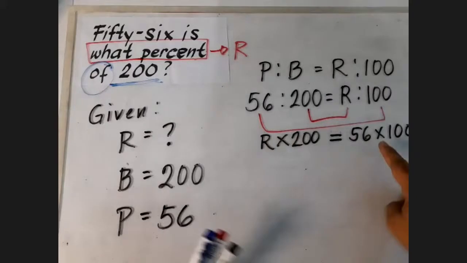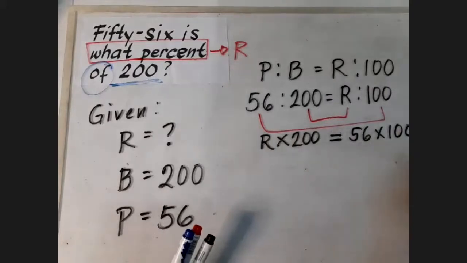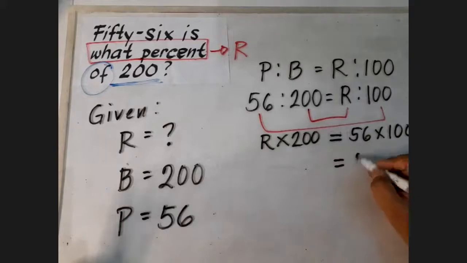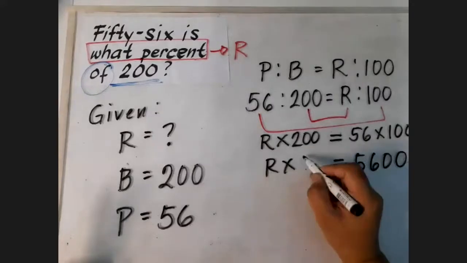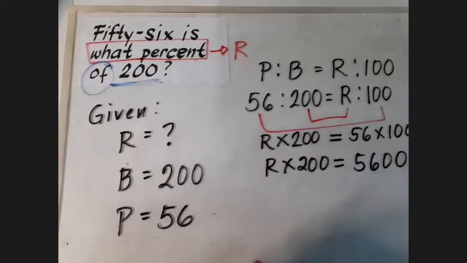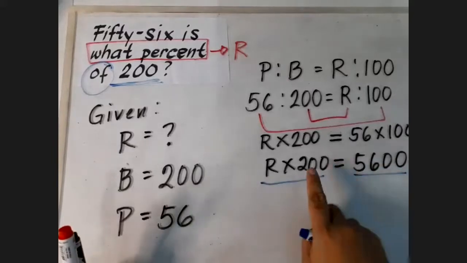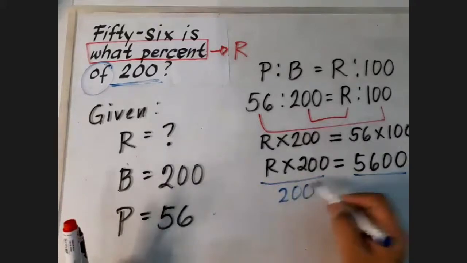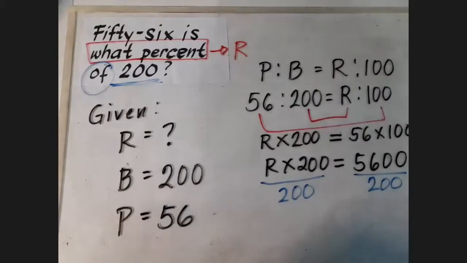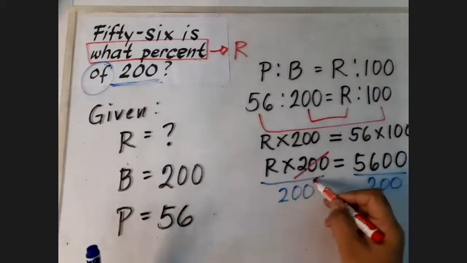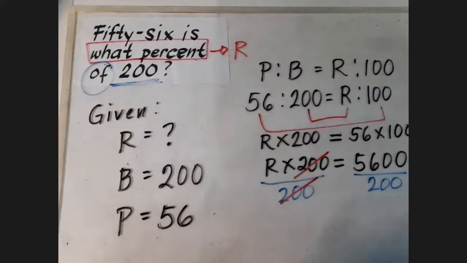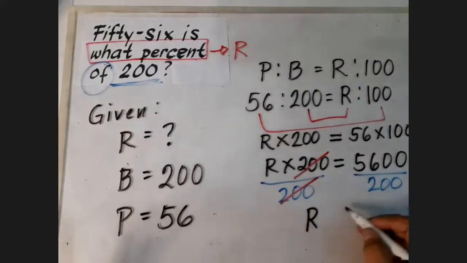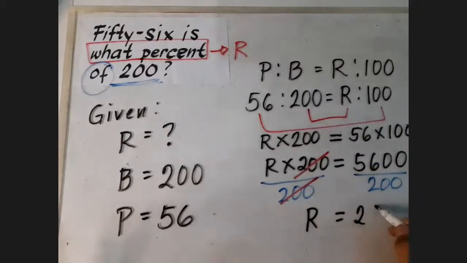So we carry out this part, yung sa right side. 56 times 100 is 5,600. And that is R times 200. Solving for R, we divide each side by the same number, which is, in this case, 200. Kasi yun ang kasama ni R. So divided by 200. Then, we'll cancel out 200. 200 divided by 200 is 1. Times R is R. Equals 5,600 divided by 200 is 28.